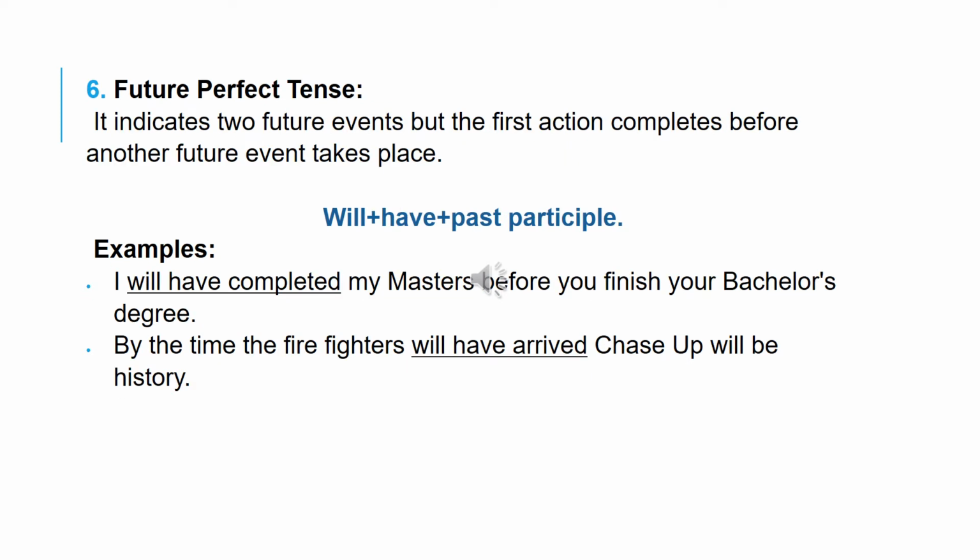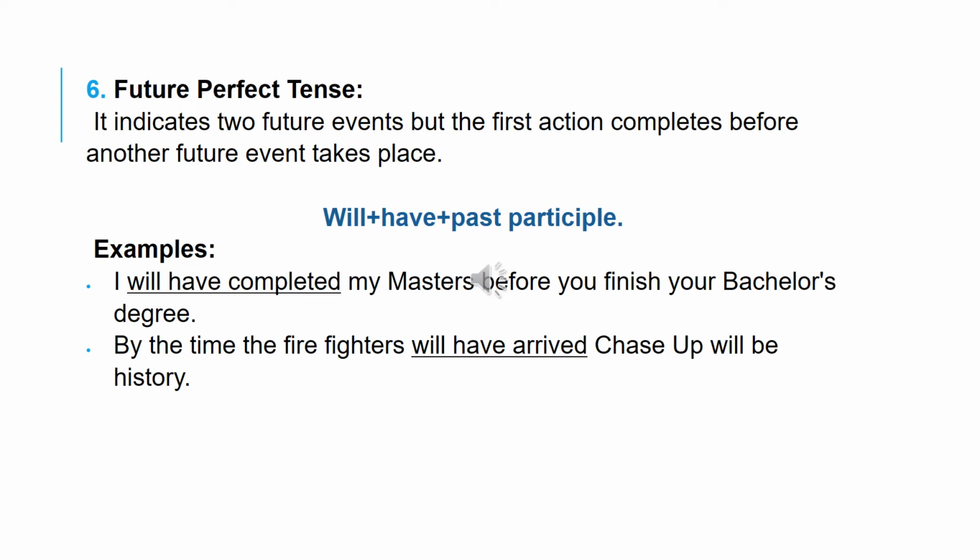Alright, so the last is the future perfect tense. We use future perfect tense to express an action that will be completed before another future action takes place. So it's quite easy and we can easily understand it from the example here. I will have completed my master's before you finish your bachelor's degree. So one action is completed before another action takes place.